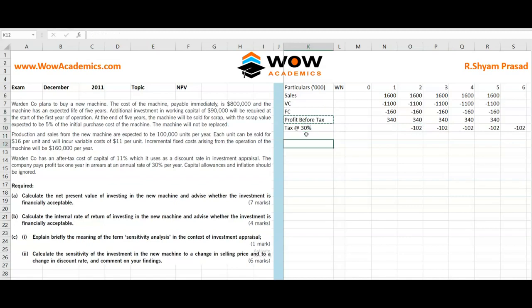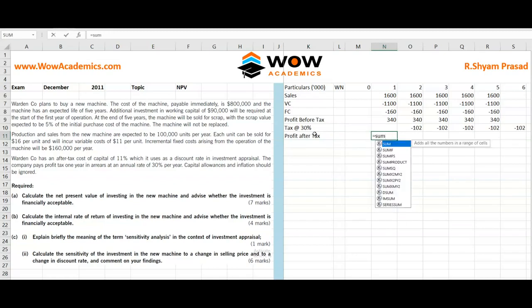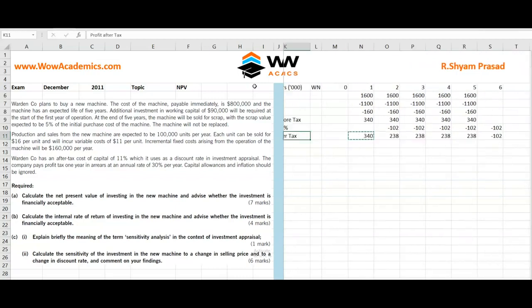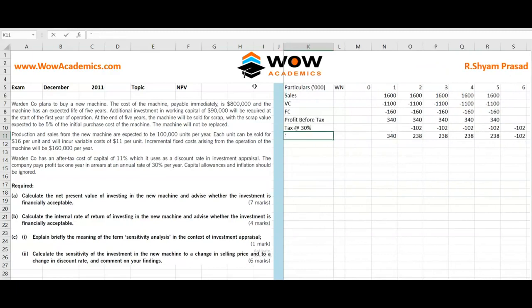So now we will get something called profit after tax. You can simply sum the numbers. This and this, you can just simply sum it. You got 340. Do it all the way for all the 6 years. So we got for all the 6 years the tax and everything.